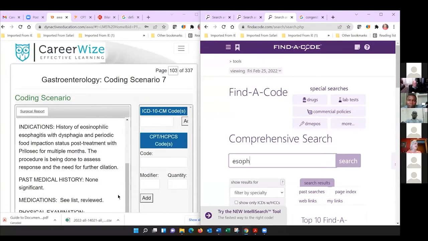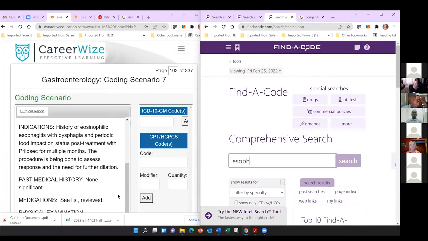Let's see where. All right. This patient has a history of eosinophilic esophagitis with dysphagia. The dysphagia, we didn't really talk about that, and I meant to, because that was a question that got brought up. So I'm glad we're backtracking a little bit. Dysphagia is a symptom of difficulty swallowing.